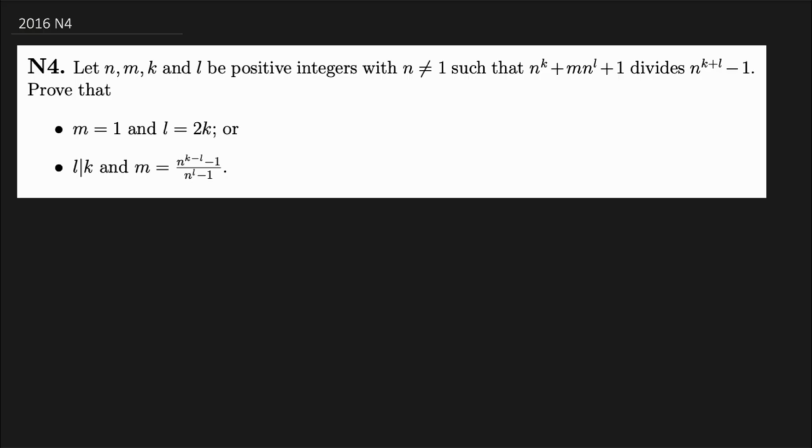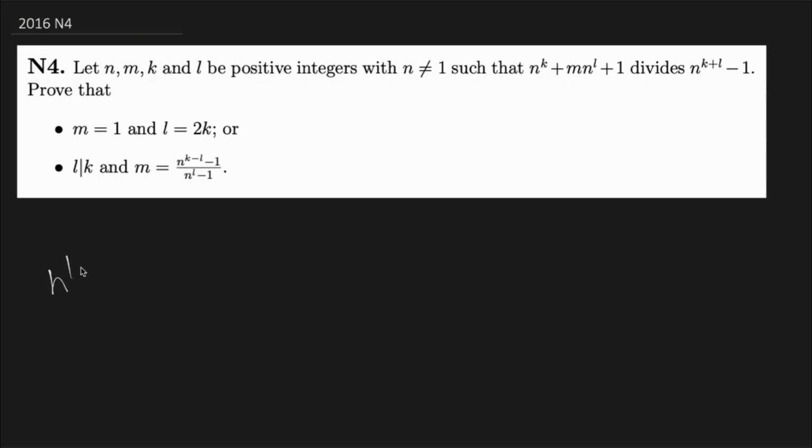So the problem says we have n, m, k, l as positive integers with n not equal to 1, such that n to the k plus m times n to the l plus 1 divides n to the k plus l minus 1. And we want to prove that either m equals 1 and l equals 2k, or l divides k, and m is equal to n to the k minus l minus 1 over n to the l minus 1. So that was a mouthful, but let's first write the condition we have.